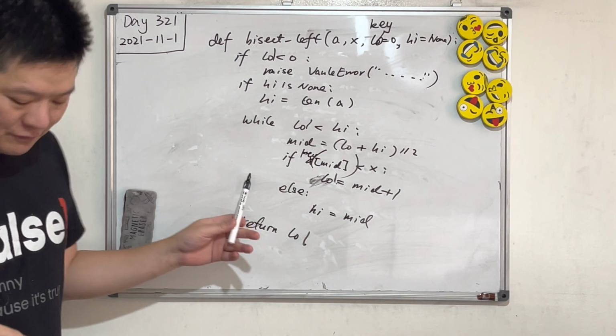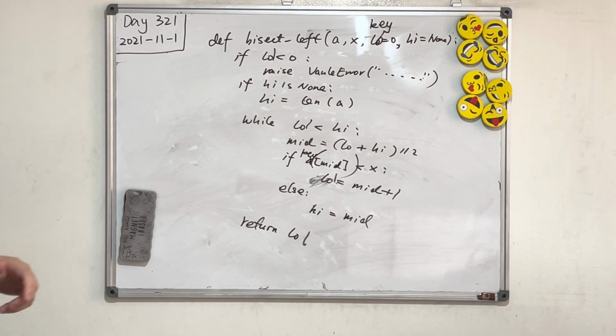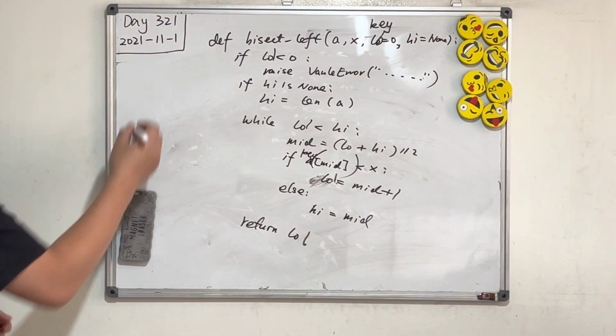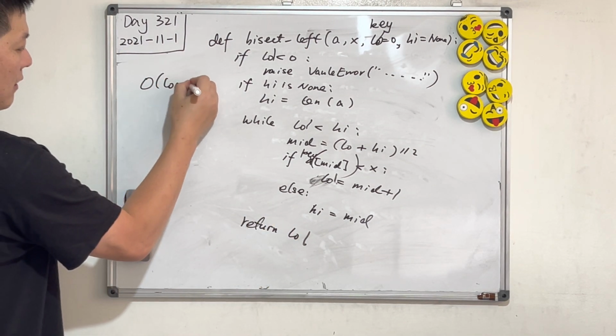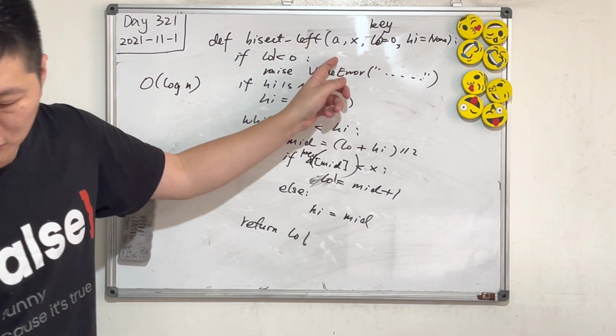What's the time complexity for this one? This is bisect left. Come on, everyone. What's the time complexity? If we are finding it, it's log n. O(log n). Wow.